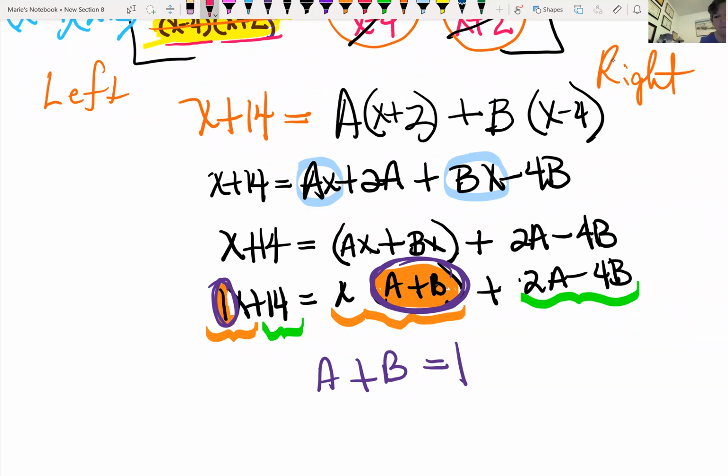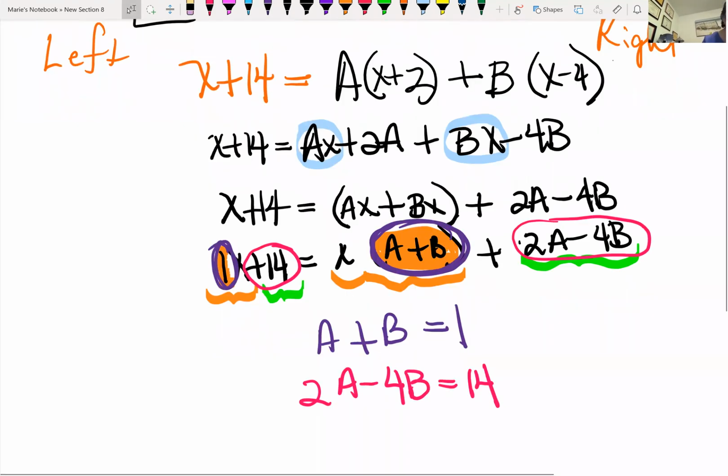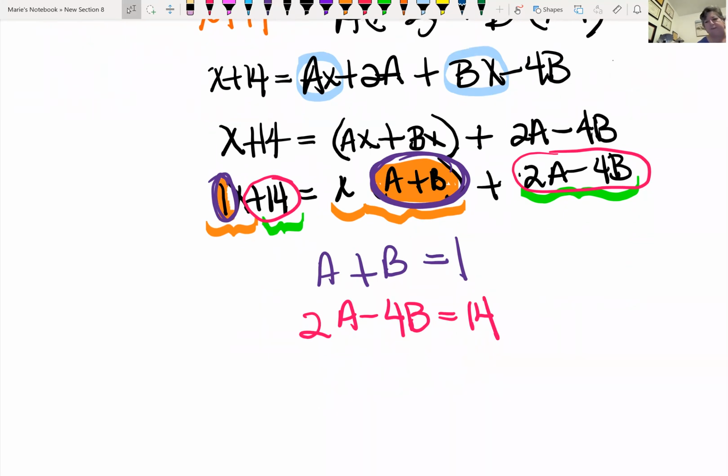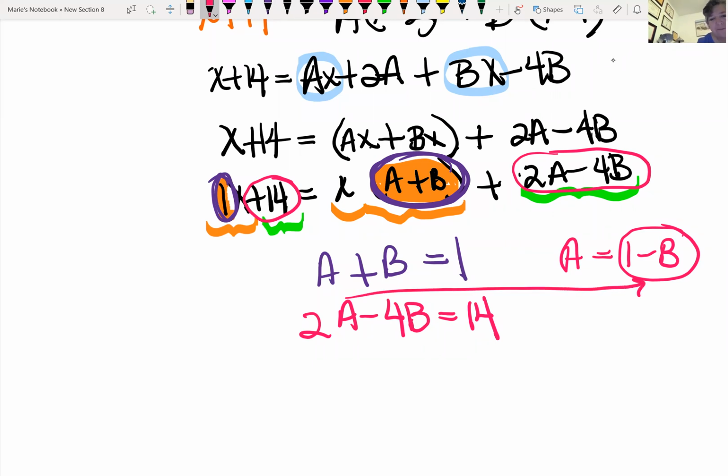And we're left with 2a minus 4b is 14. So 2a minus 4b equals 14. And now we have to solve this using a system of equations, because that's in essence what you have here. So if I know that a plus b equals 1, then what I'm going to do in this case is say a is equal to 1 minus b as an example. And so what I'll do is solve for b by substituting this in here.